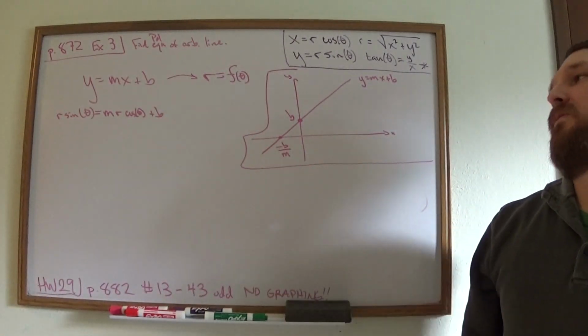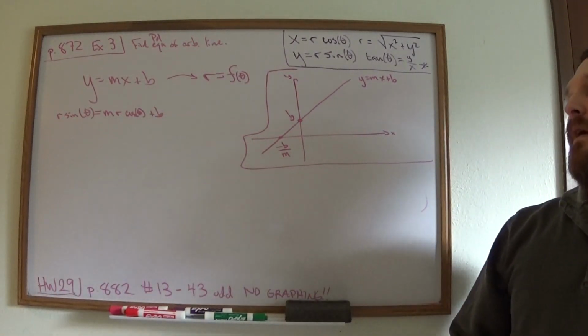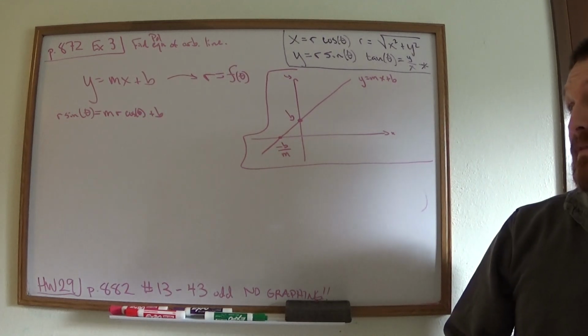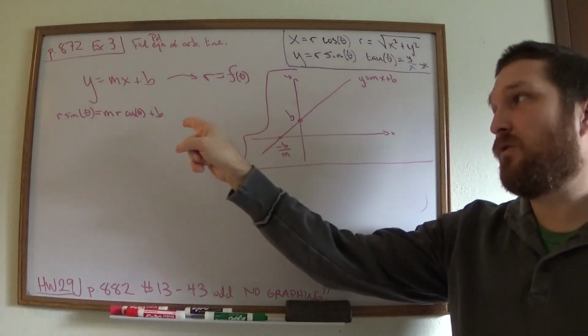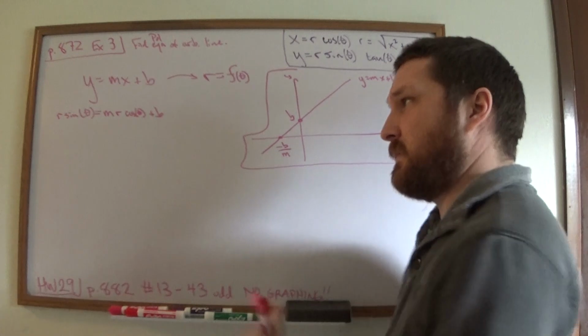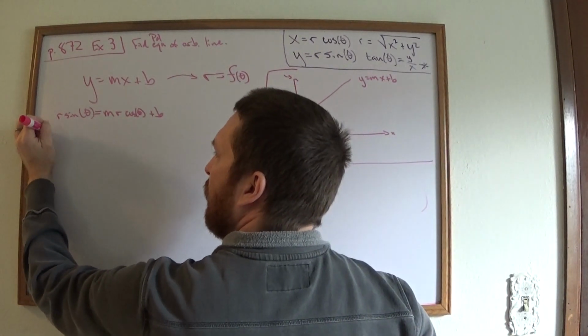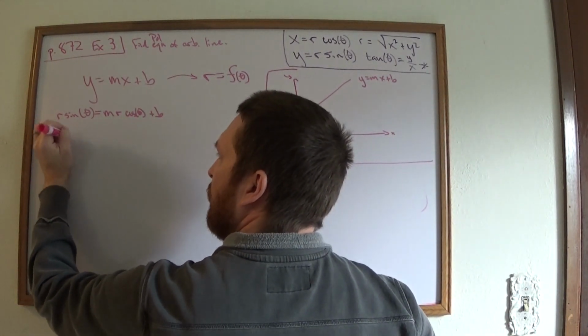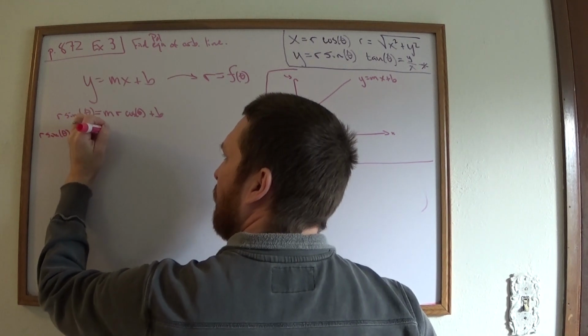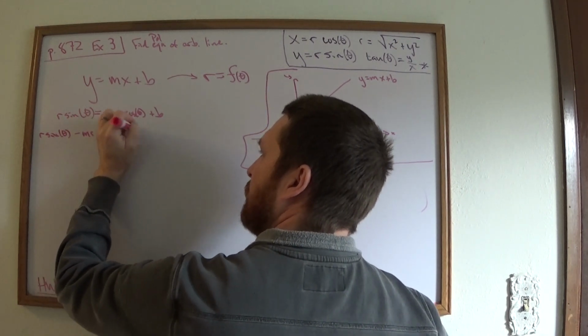So there's a few different ways we could do this. We need to get the r's on one side, so I'm going to go ahead and choose to put them over on that side first. And so I'm going to get r sine theta minus m r cosine theta equals b.